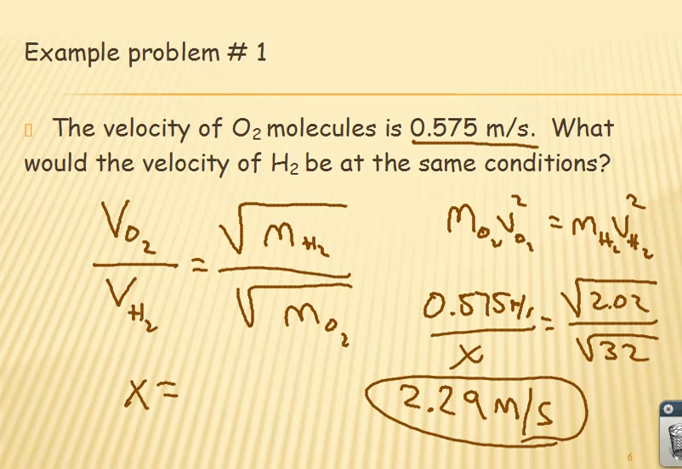So that's the first kind of calculation involving Graham's law. Pretty straightforward. You're given the velocity of one and you're asked to find the velocity of the other. We use the masses, their molar masses, from the periodic table.